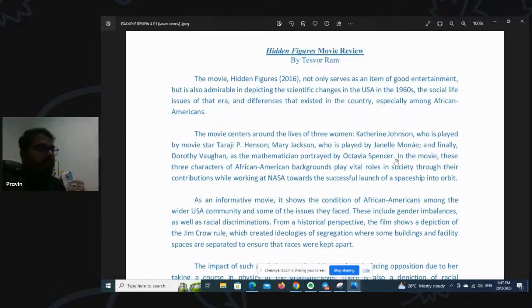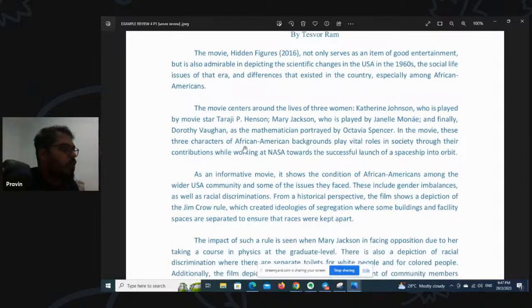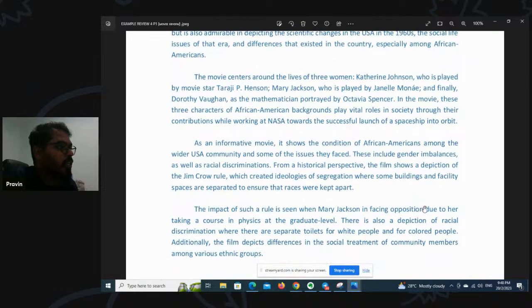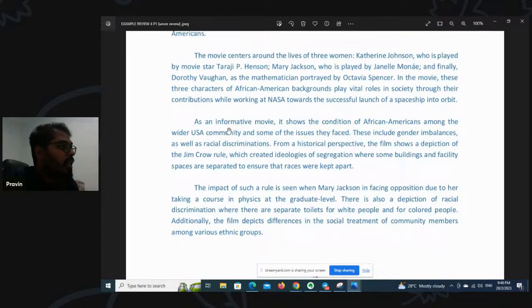If you remember, great. In the movie, these 3 characters of African American backgrounds play vital roles. Vital means important, in society through their contributions. Contribute is what they give. Contribution is sumbangan, while working at NASA towards the successful launch of a spaceship into orbit. As an informative movie, wow, nice informative movie, full of information.